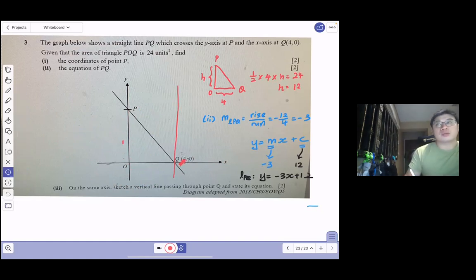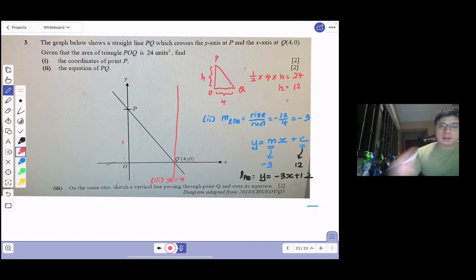Basically, it's 4. Because you can see that this point cuts through 4, the whole entire line, all of them will have the x-coordinate 4. So it's just x equals 4. So your part 3 answer is just x equals 4.